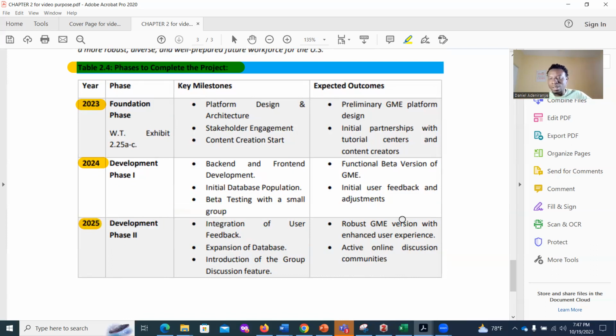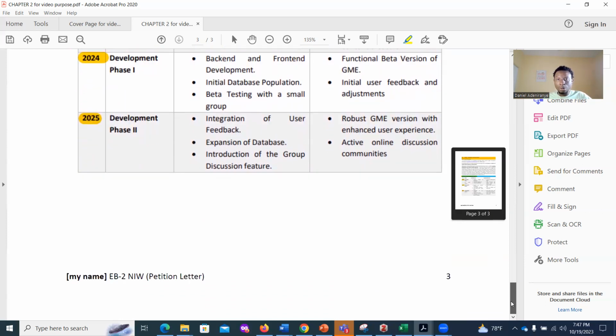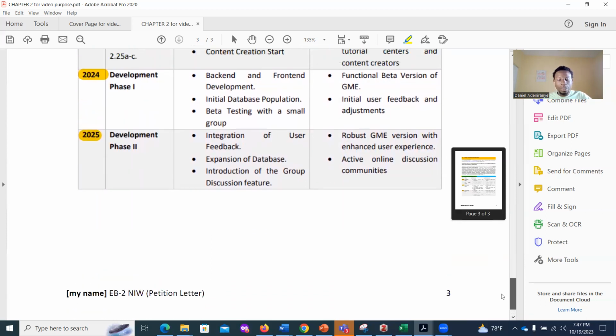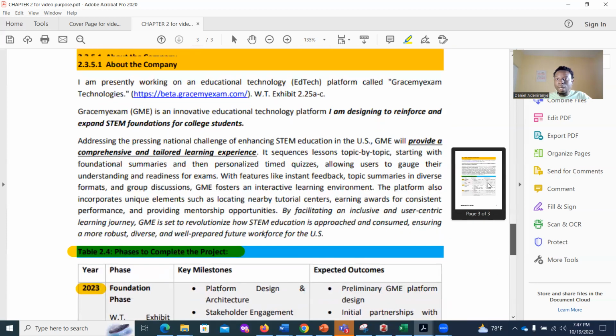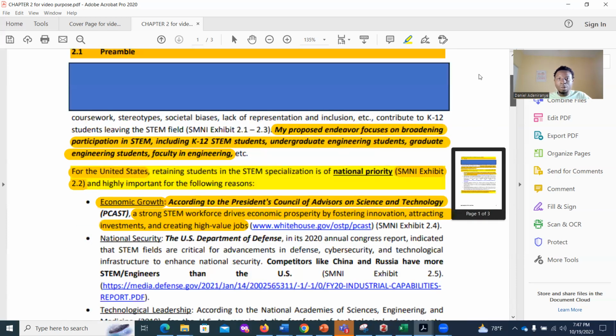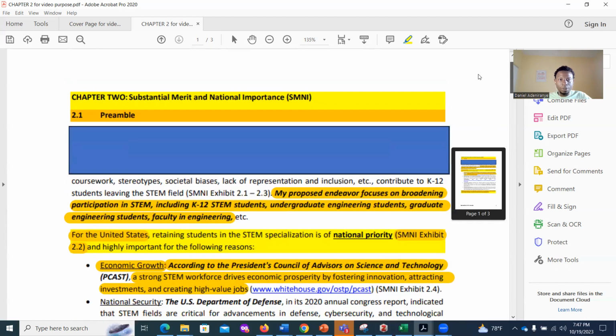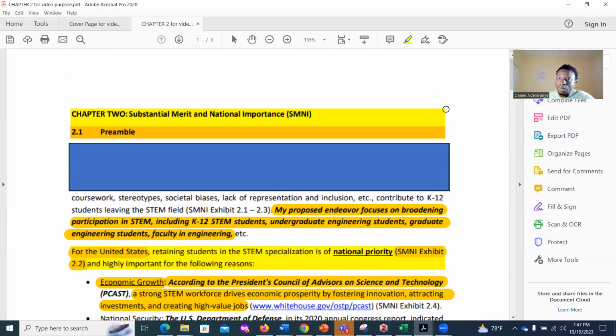When the reviewers see this, they know, let's be real, that this person is loaded. He knows what he's doing. Even if we give this person approval based on his exceptional talents, it's going to still continue because he still has further work to do in order to help the country. So that is that. And again, this is just a preamble to this person's substantial merit and national importance.